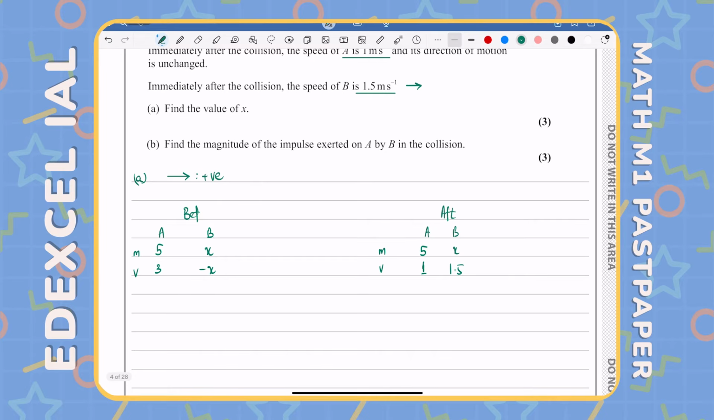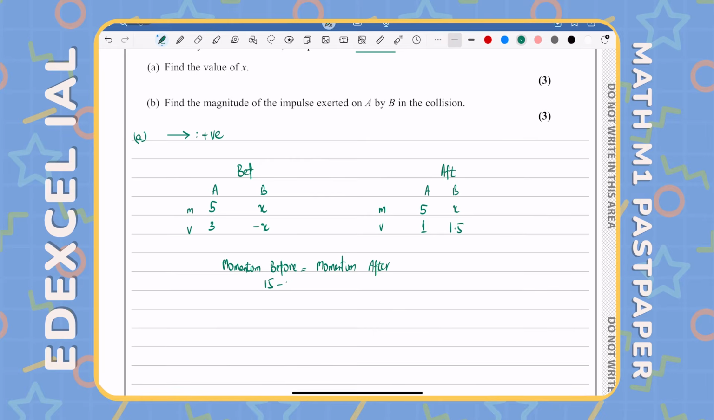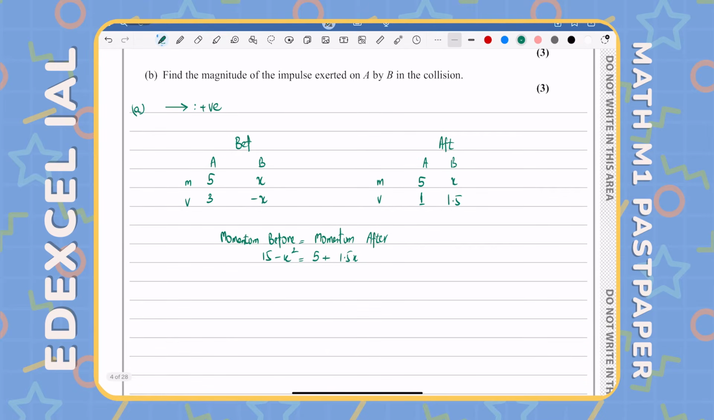Now let's solve this. Momentum before collision is equal to momentum after collision. Let's write that down: the law of conservation of momentum. So momentum before equals momentum after. Momentum before would be 15 minus x squared, which equals momentum after, which is 15 plus 1.5x. Now let's move all the terms to one side. So we have x squared plus 1.5x, 5 minus 15, what's that equal to? That's equal to 10, equals 0.